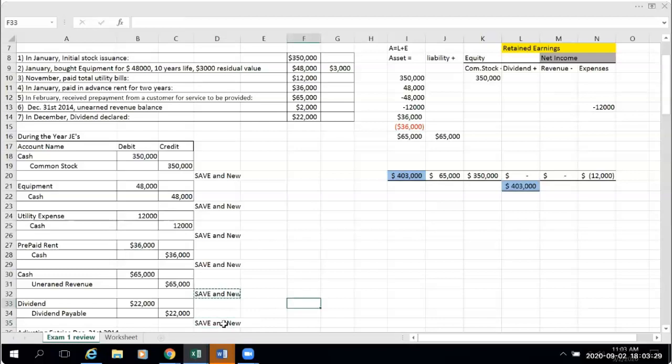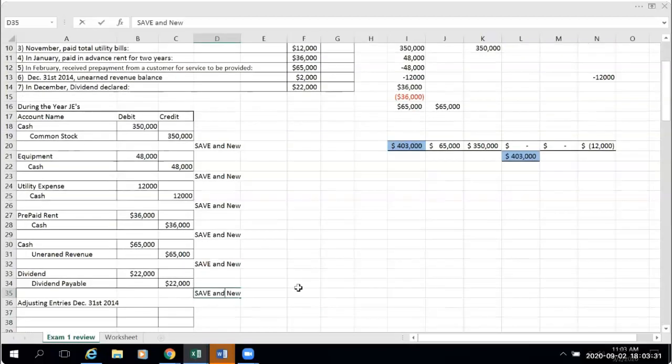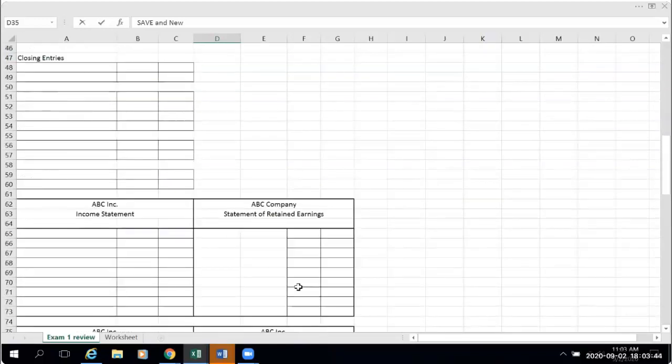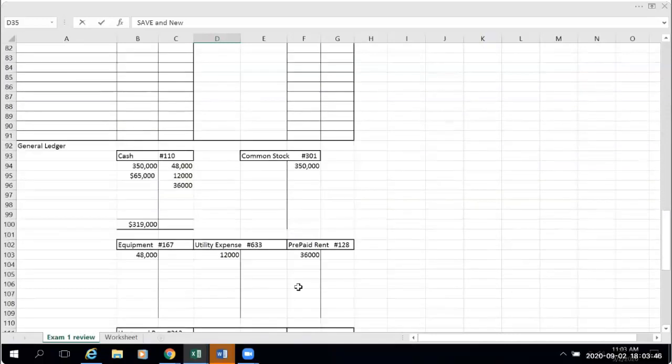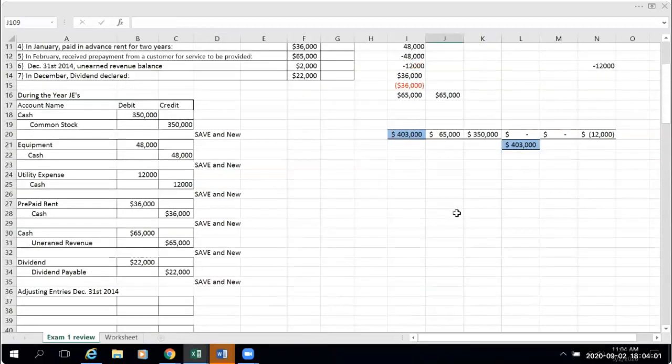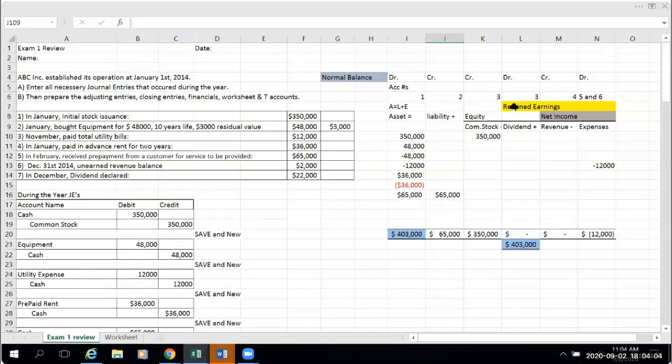That means you have to post it, okay, to where? To the general ledger, right? So let's post it to the general ledger. Since this is not a real QuickBooks, we have to do it manually. Here we say dividend, and we need an account number. Dividend starts with 3. Remember, dividend starts with 3.